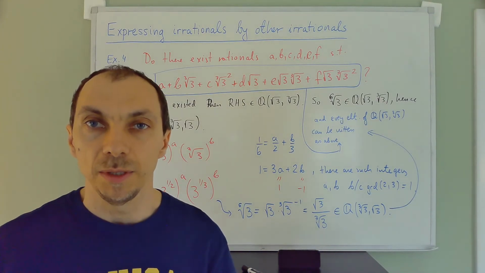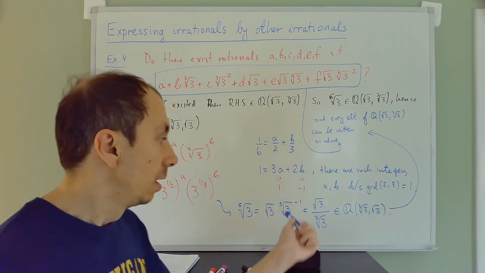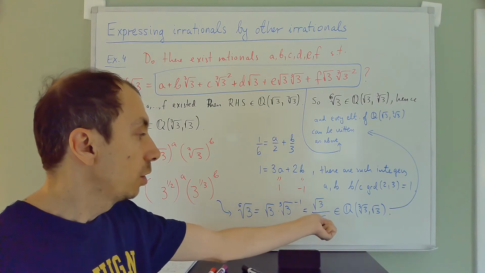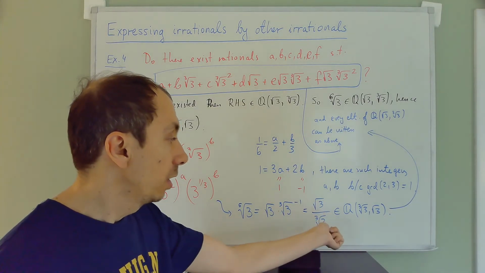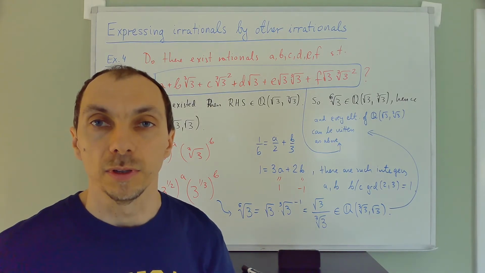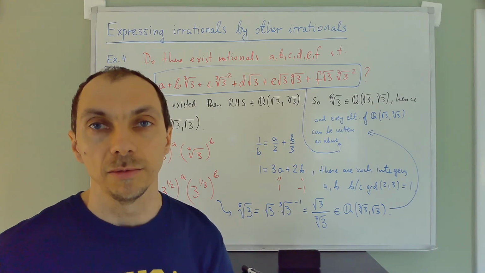Did I find A, B, C, D, E, F? No, I didn't. But because I was able to write the 6th root of 3 as this ratio, and I know that this ratio belongs to this field, I know it's possible. I know that A, B, C, D, E, F exist. I didn't write them down, but I know they exist.